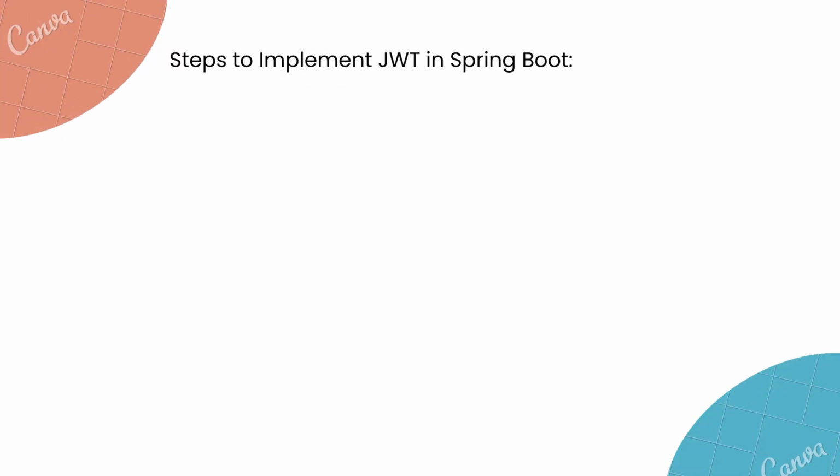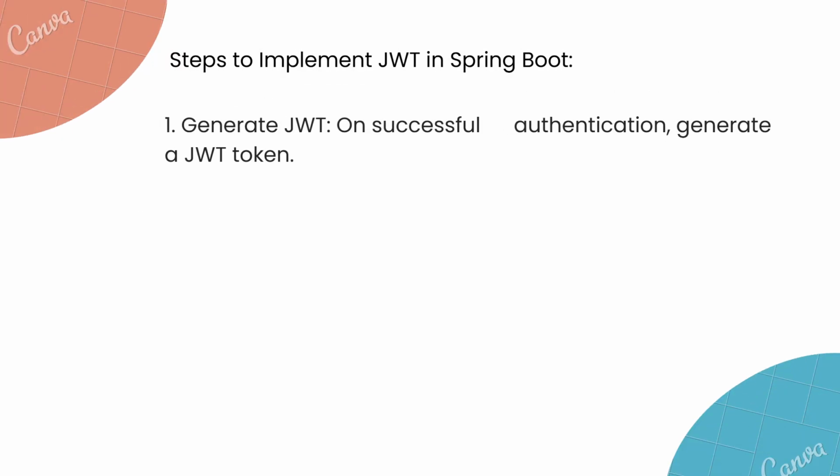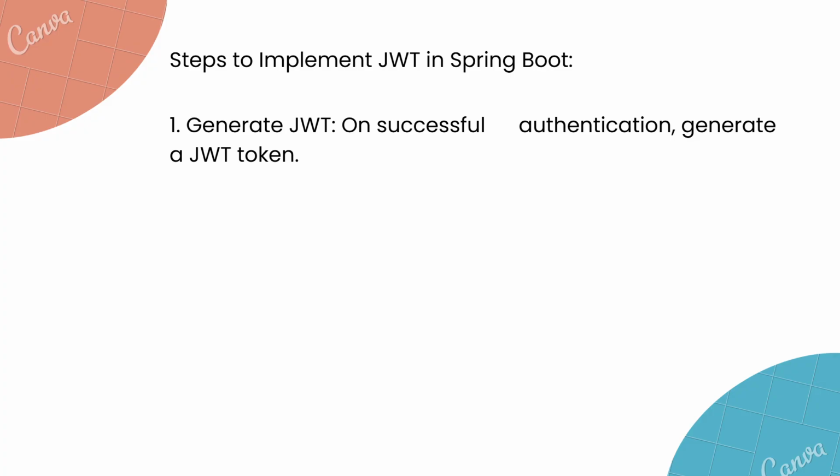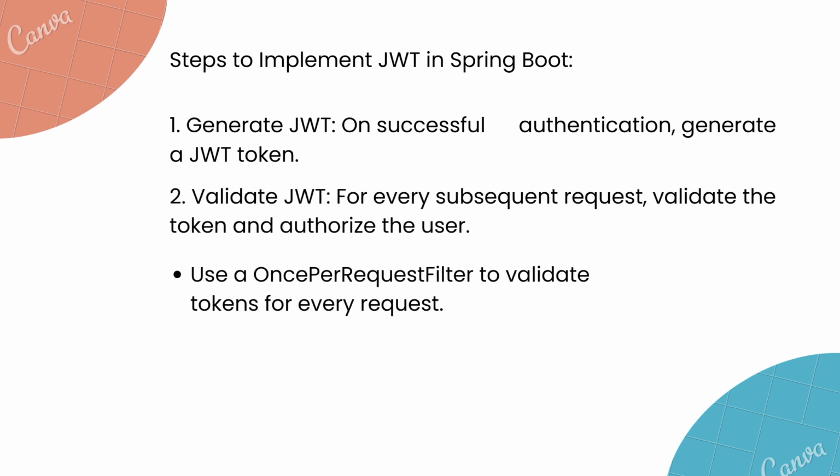Steps to implement JWT in Spring Boot. There are two steps. First one is generate JWT. On successful authentication, generate a JWT token. Second one is validate JWT. For every subsequent request, validate the token and authorize the user.